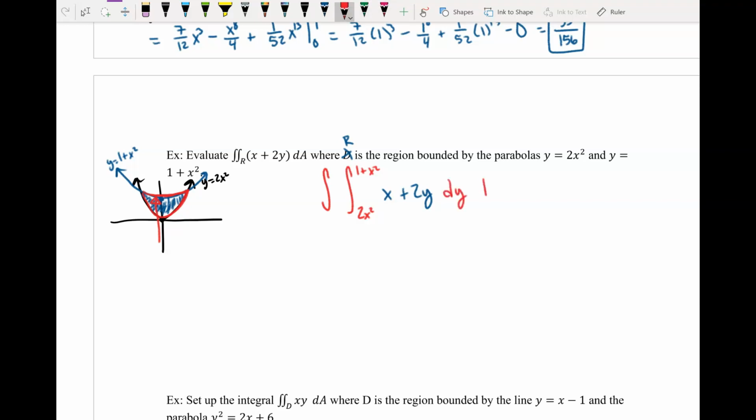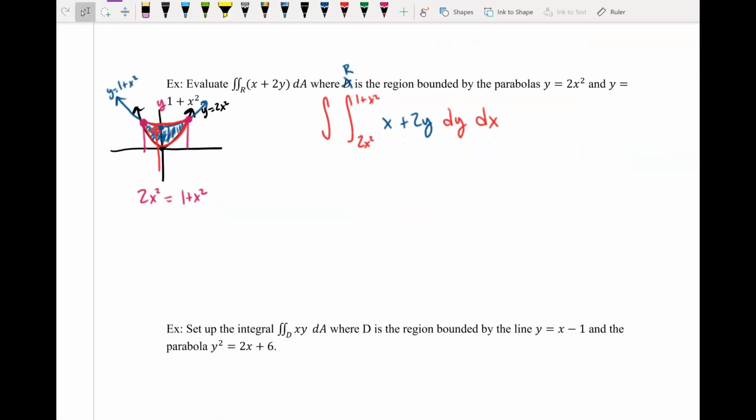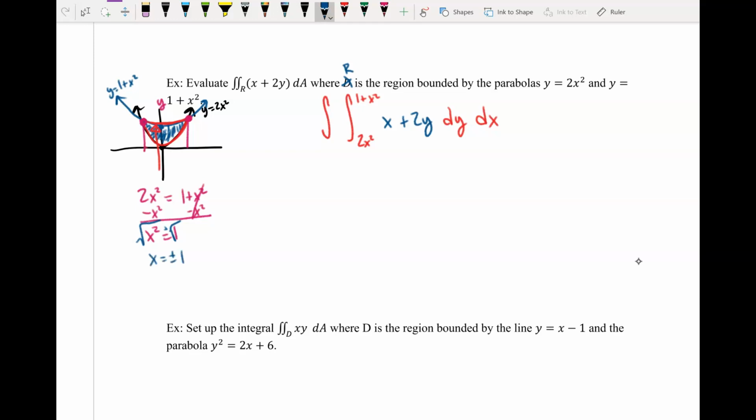And now all we really have to figure out is the limits of integration of the x values. Since we're going up and down, that's going to be the y, so we're looking for the x values where these two intersect. Well, that's going to be really easy. All we have to do is set them equal to each other. So 2x squared equals 1 plus x squared. All right, so now let's move the x squared over. So you get x squared equals 1. Take the square root and add plus or minus. So x equals plus or minus 1. So this is going to go from -1 to 1.